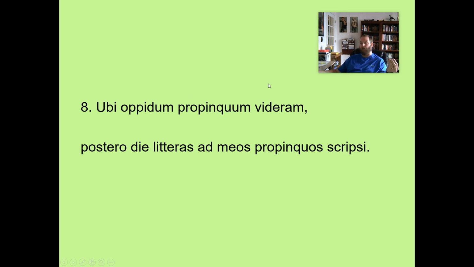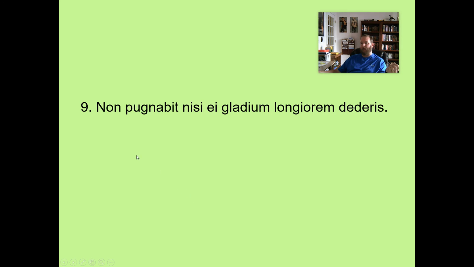The temporal clause has its own verb, as you can see here, and here's the main verb of the sentence, scripsi, which is also perfect tense. All right, so that's number 8. Number 9, non pugnabit nisi e gladium longiorem deteris. Okay, so he will not fight, here's your main verb, unless you give him a longer sword.